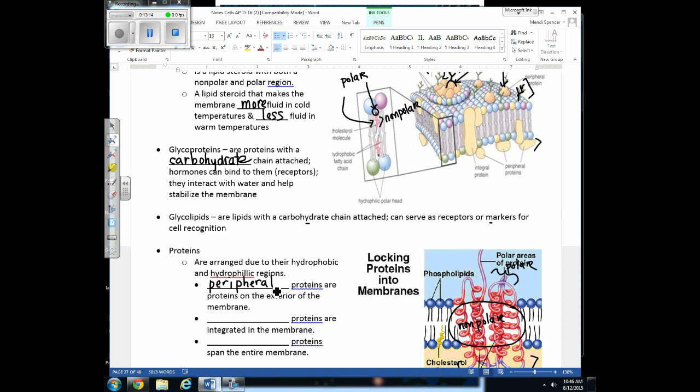Proteins that are embedded into the phospholipid bilayer are called integral proteins. And you can see that here. This protein is integrated into the phospholipids. And then integral proteins that go all the way across the membrane from one side to the other are called transmembrane. Trans means to spread or go across, so transmembrane. So this integral protein that you see right here is also a transmembrane protein because it's going all the way across the membrane.